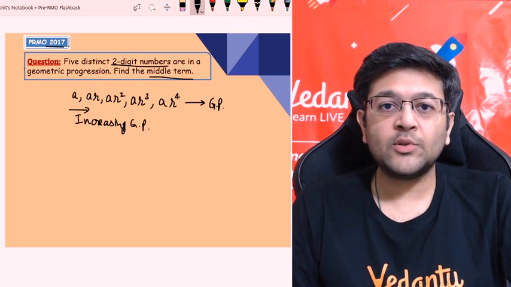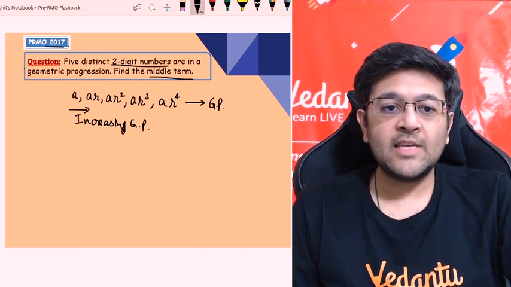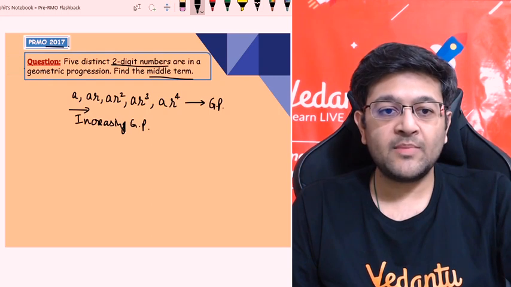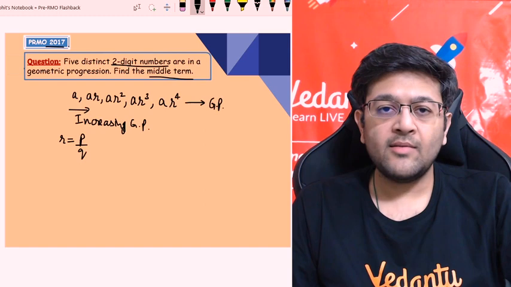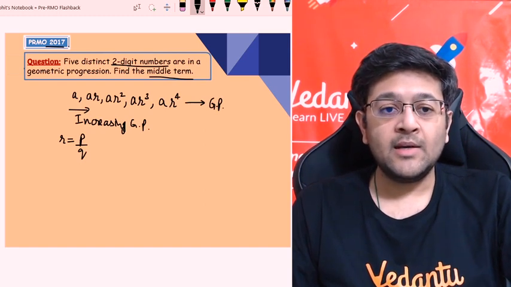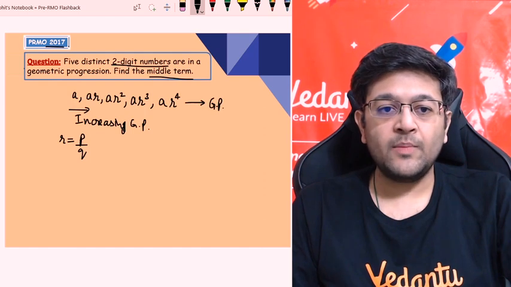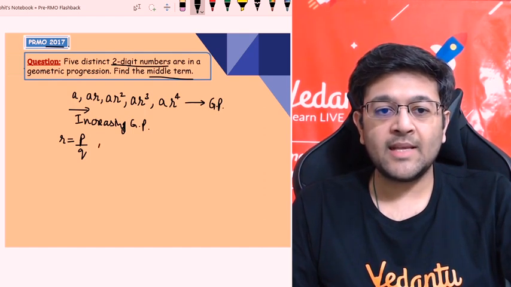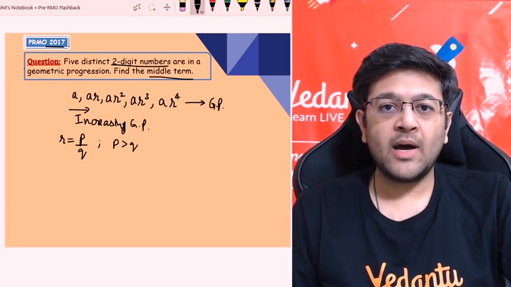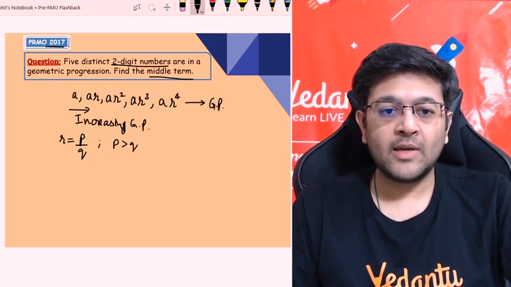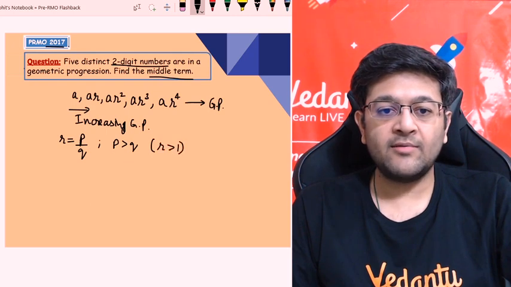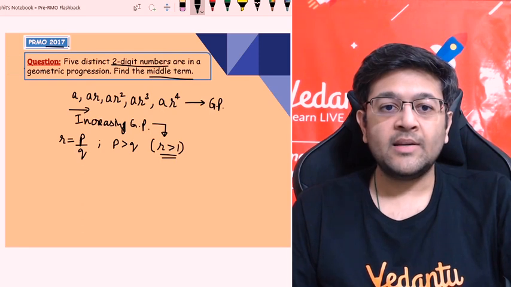Let's assume this is an increasing GP. Okay, so if it is an increasing GP, let's assume the first term is A and let R be in the form of P by Q, where P and Q are co-prime. So what does this mean? P by Q is a common ratio and this should be an increasing GP. What I can say here is that P should be greater than Q, right? Then only the ratio R will be greater than 1. The reason being R should be greater than 1 because we are asking for an increasing GP, right?